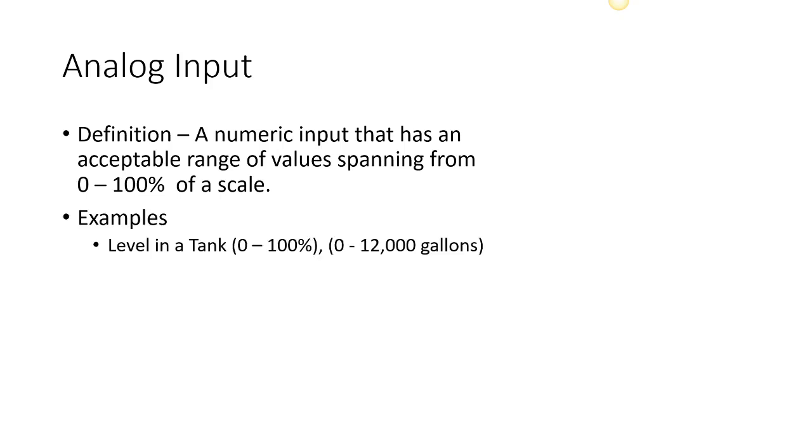Here are some examples. The level in a tank. The level in a tank could be anywhere from empty or 0 to 100%, which would be 100% full. You could quantify that in the amount of gallons.